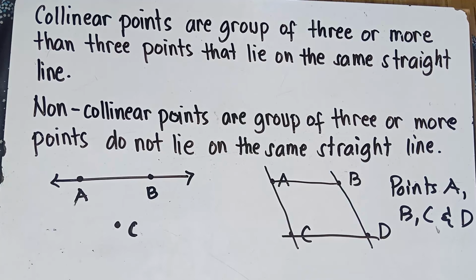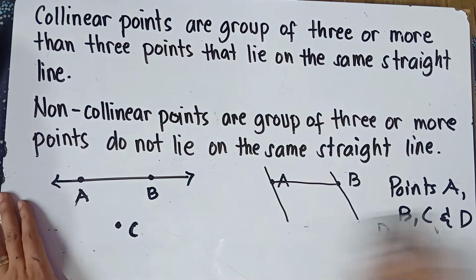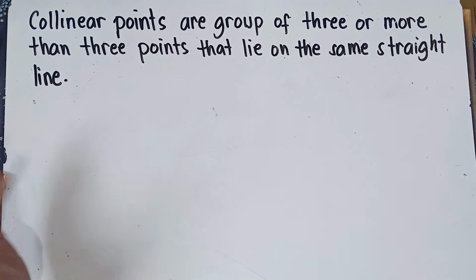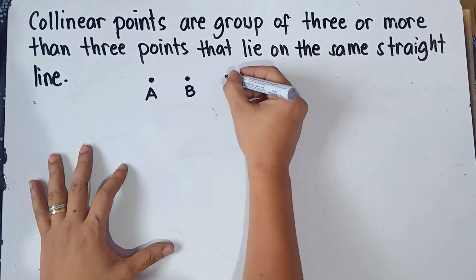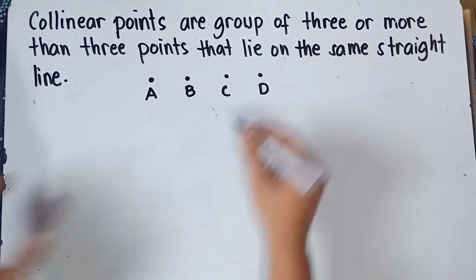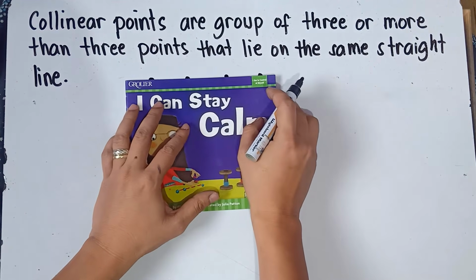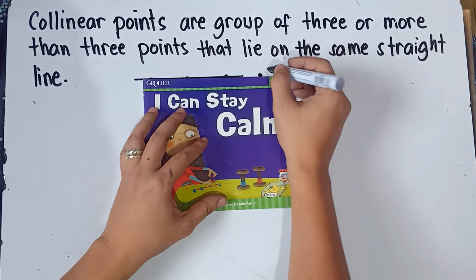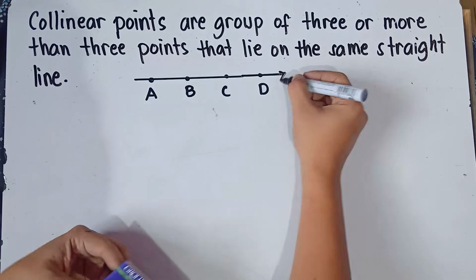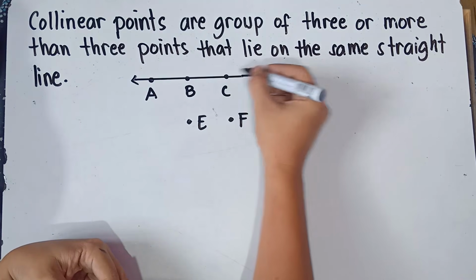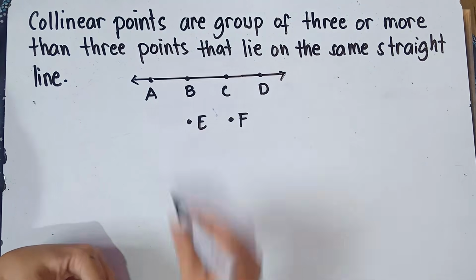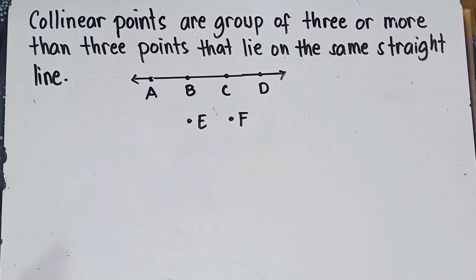Let's have last one example, class. Let's have a tricky example. Alright, so let's have another example, class. Let's have a tricky example. If this is point A, this is point B, this is point C, this is point D. And then A, B, C, and D lie on the same straight line. Alright, and then we have point E and then point F. And then you tell, class, whether the points are collinear points or non-collinear points. So you write C if it's collinear points, you write NC if it's non-collinear points.